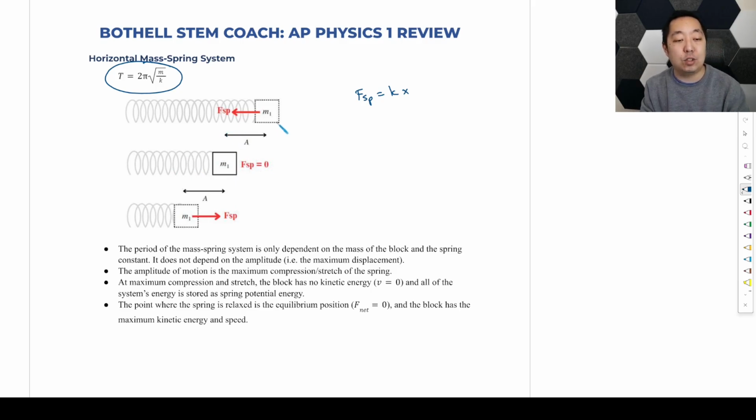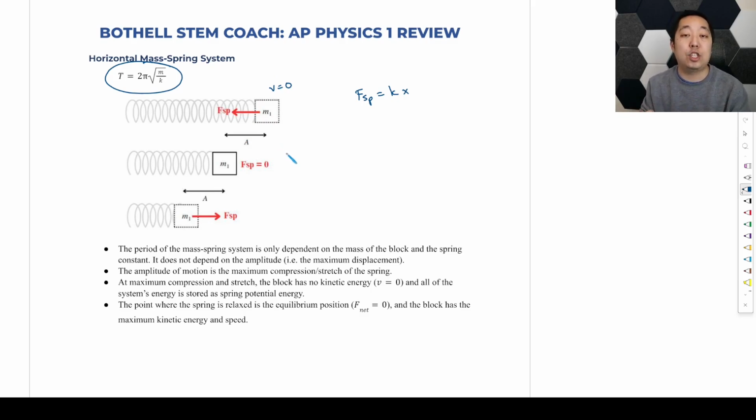At the furthest extremes are the amplitudes where you're moving to the right and to the left, illustrating that motion. So the amplitude is at the maximum stretch or maximum compression of the spring, but it is the same on both sides there. Again, at the maximum compression or the stretch, a couple of things are true. The velocities are zero here. So that means it has no kinetic energy. It has the most spring potential energy.